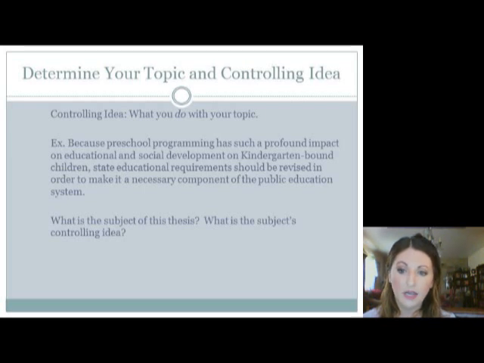thing that I'm trying to say in this mock thesis, is that preschool is really beneficial, and because it's so beneficial, we should make it mandatory. That's what I'm doing. I have this big subject, preschool, and my own unique perspective, my own point of view, is I'm going to steer this large subject, preschool, in this one specific direction, hence my controlling idea. Let's go on.